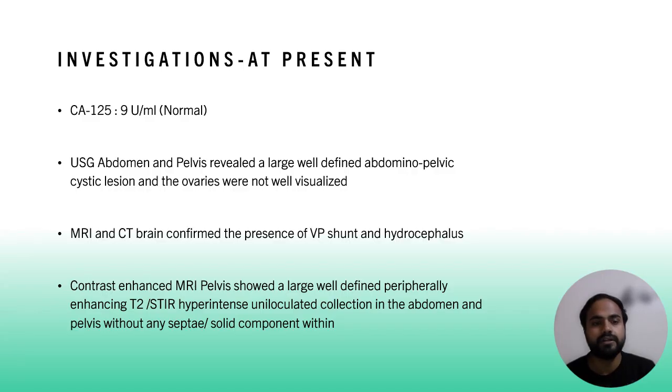Investigations at present revealed CA-125 is 9 units per ml and in the normal range. USG abdomen and pelvis revealed a large, well-defined abdominopelvic cystic lesion and the ovaries were not well visualized. MRI and CT brain confirmed the presence of VP shunt and hydrocephalus. Contrast-enhanced MRI pelvis showed a large, well-defined, peripherally enhancing T2 hyperintense uniloculated collection in the abdomen and pelvis without any septate or solid component within.